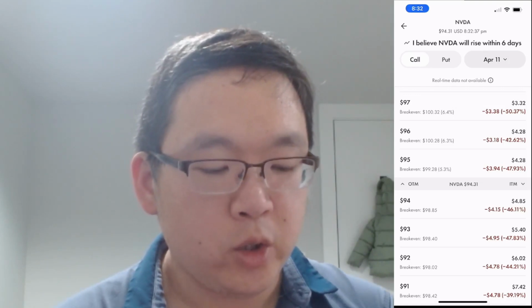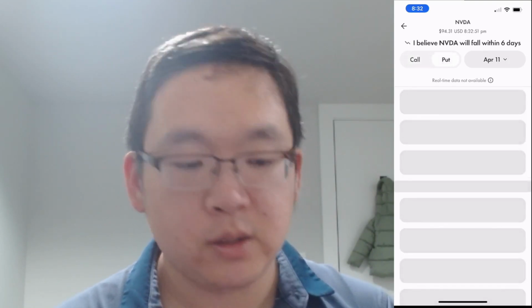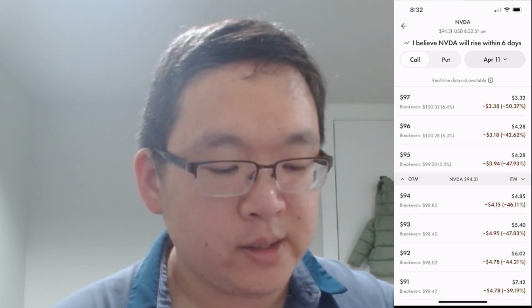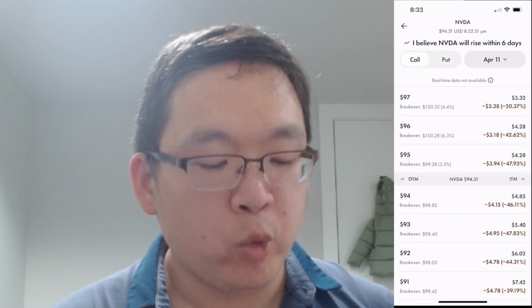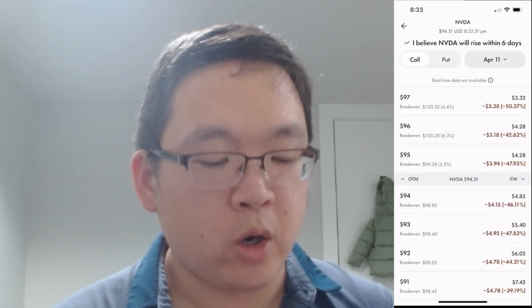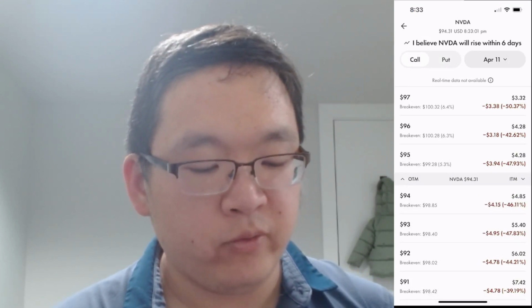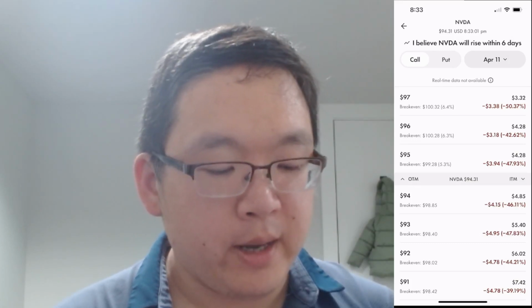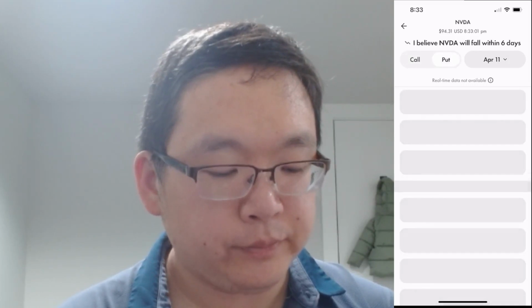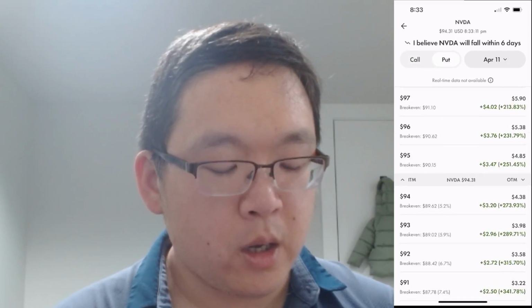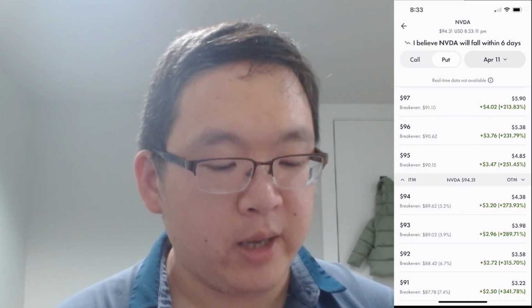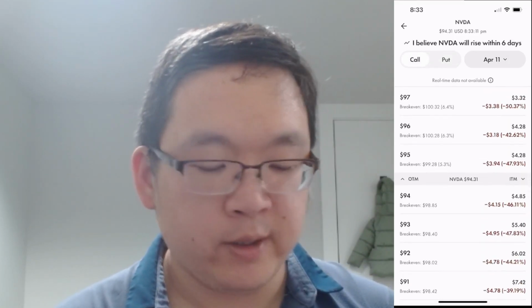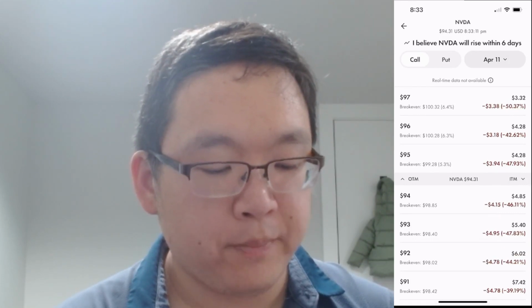At the top, you can choose between calls and puts. Remember, if you believe that NVIDIA is going to rise, you will make money on a call if NVIDIA's stock price goes up within, let's say, 6 days. And if you choose a put, you will make money if NVIDIA's price goes down. So on Wealthsimple, you can very easily choose to buy a call or a put.